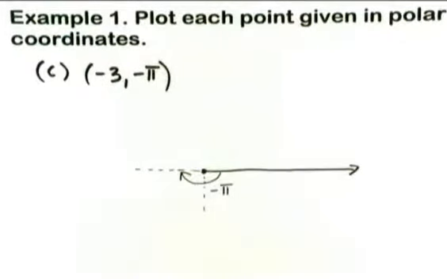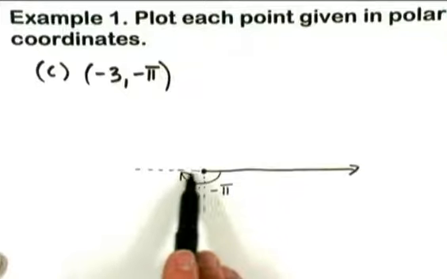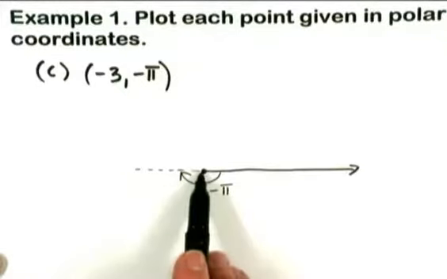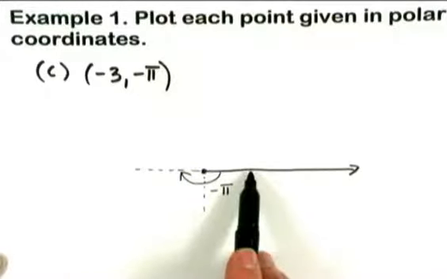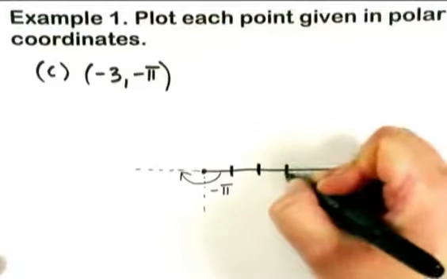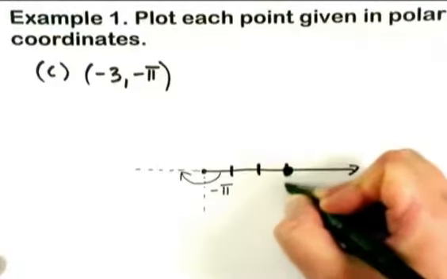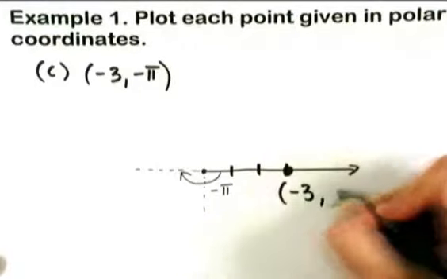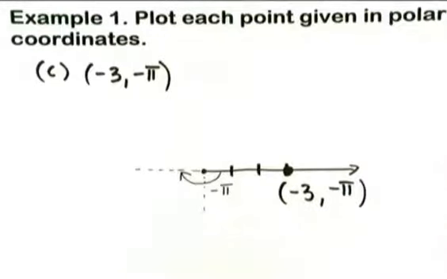The angle -pi is right here, and now we are on the opposite side of the pole. This would be the angle in the positive direction because that's the negative, and now we need to be on the opposite side of the pole, so we are measuring 3 units, 1, 2, 3 units. So here is the point with coordinates -3 and -pi.